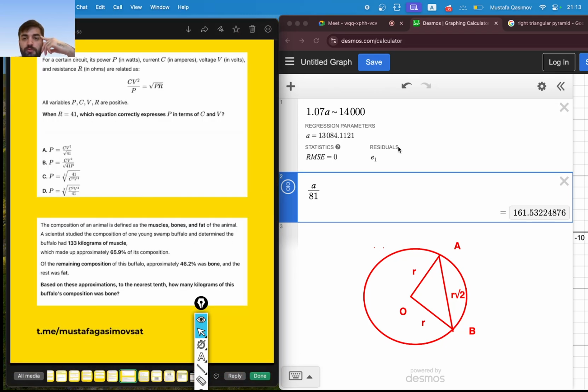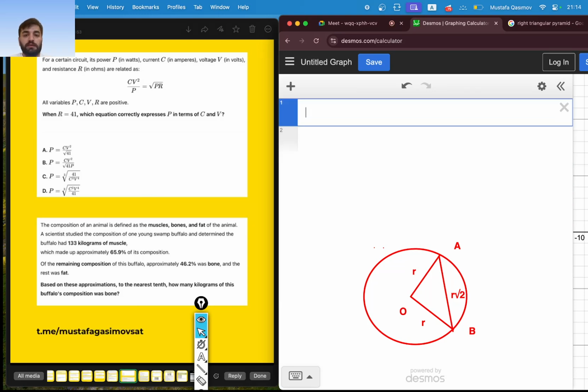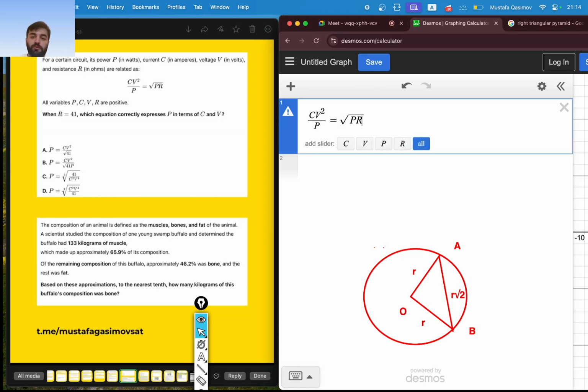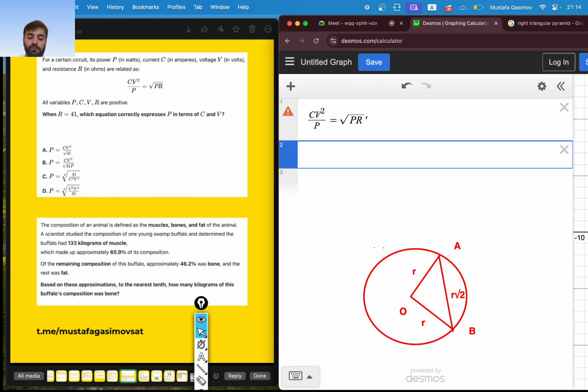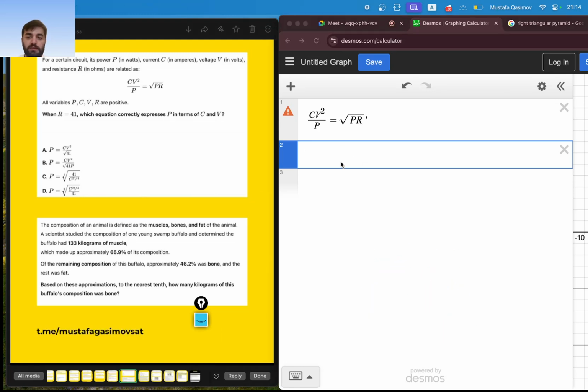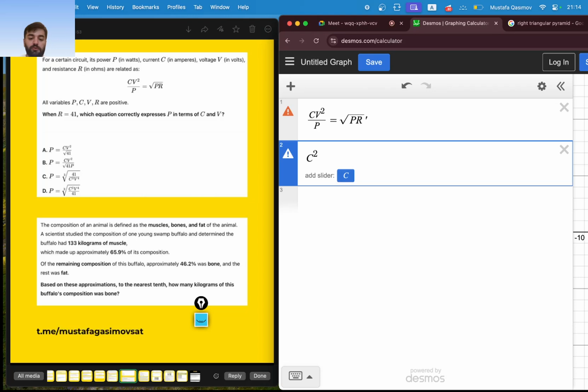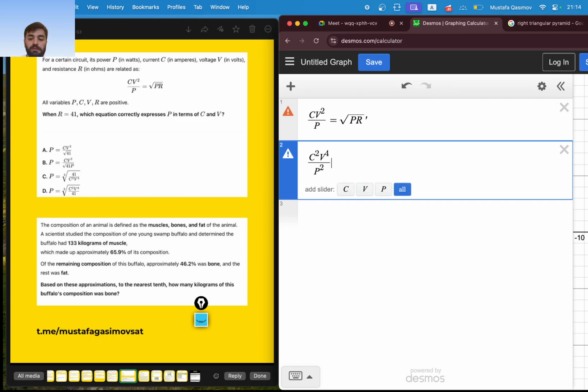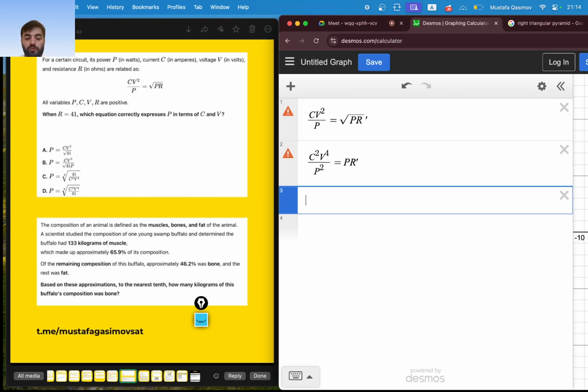Well, let's look at what we have more. Okay, let's look at these two questions, then we can finish the lesson. CV square over P is equal to square root of PR. You have to raise both of them to the square and you will get it like that. C square V4 over P square is equal to PR, like this. Then you have to do cross multiplication here.